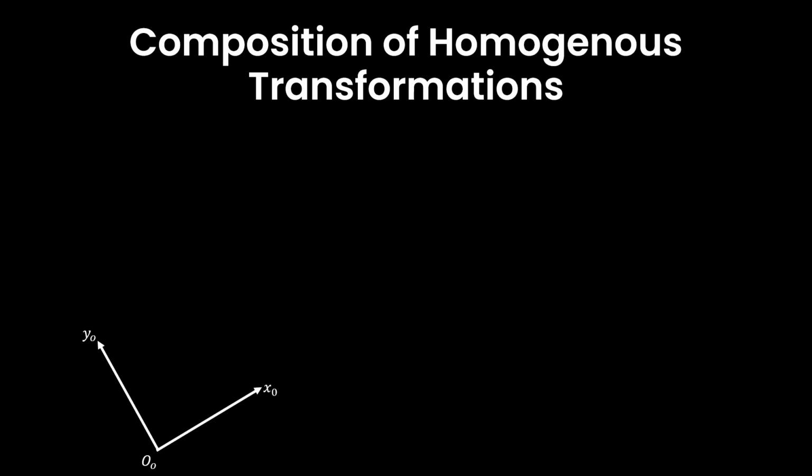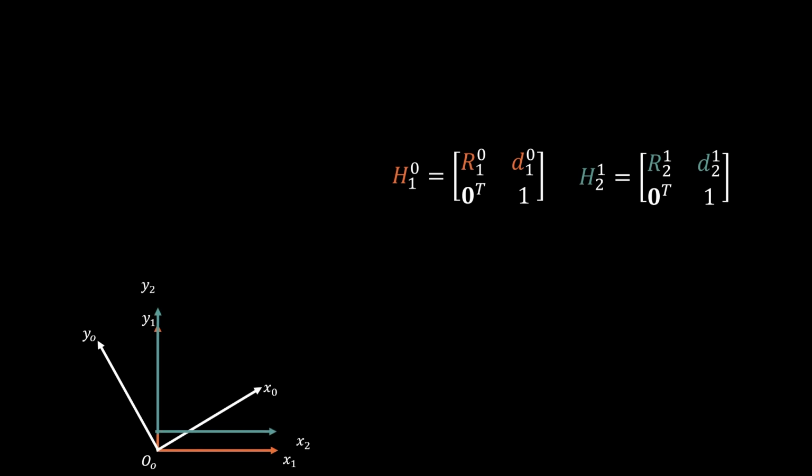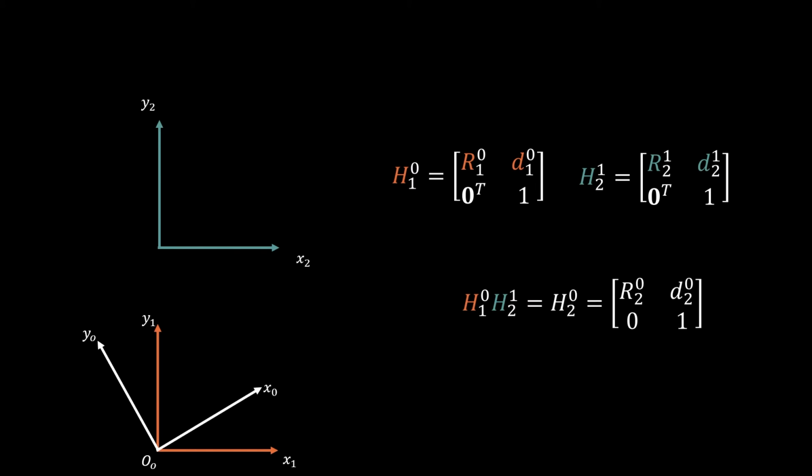So we can build out multiple compositions of homogeneous transforms to represent multiple transformations. First, we start with the rotation from frame 0 to 1, then the translation from frame 1 to 2. To get the transform of frame 0 to 2, we can multiply the two homogeneous transforms together.